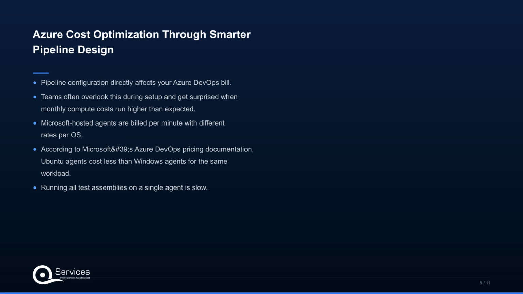Running all test assemblies on a single agent is slow. You can split tests across parallel agents using the flag. The honest caveat: parallel jobs each consume a hosted pipeline minute. Splitting a 4-minute test run into 4 agents running 1 minute each uses the same total compute and adds scheduling overhead. Parallelization pays off only when you have 15 or more minutes of tests.